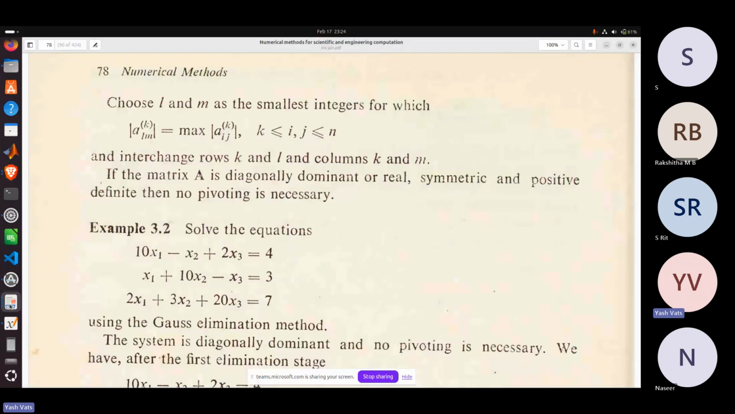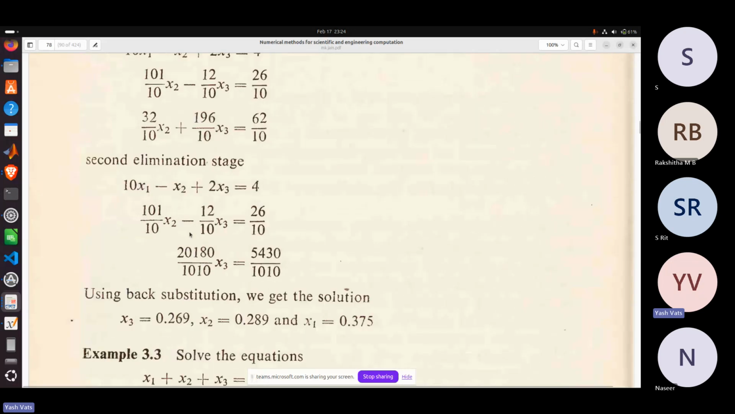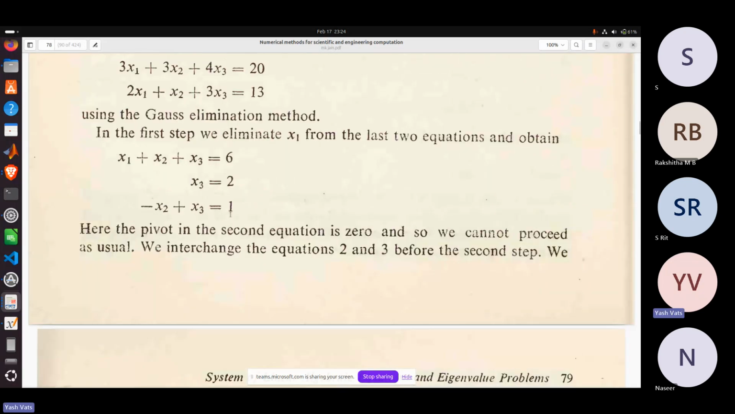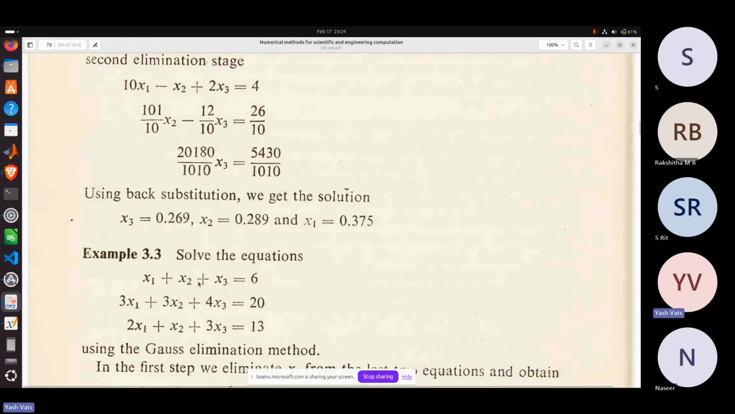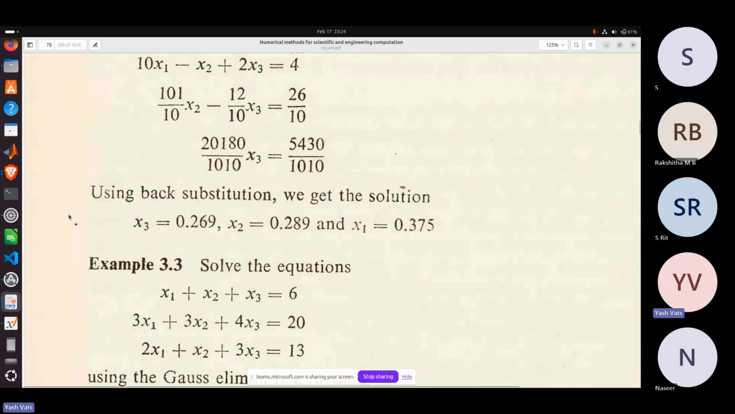Okay, so you have done similar things over here as well. Just eliminate the coefficient of x1 in the second and third rows, and then similarly for x2 and x3 as well. One problem that you may encounter, just try example number 3.3 for the time being.